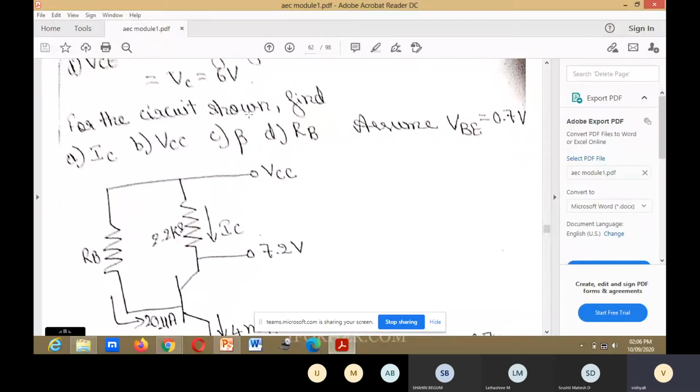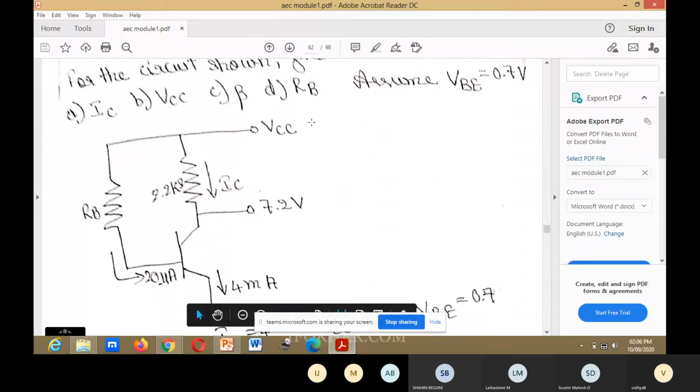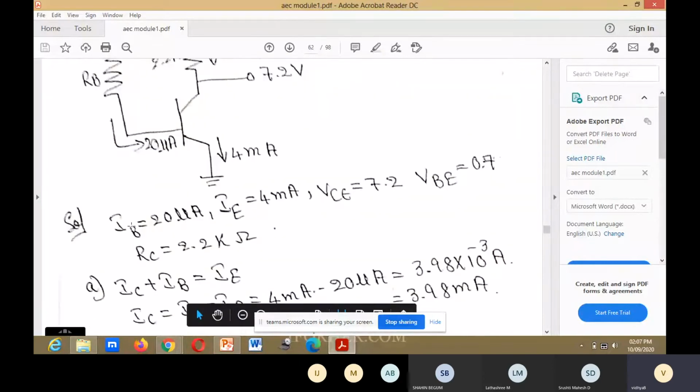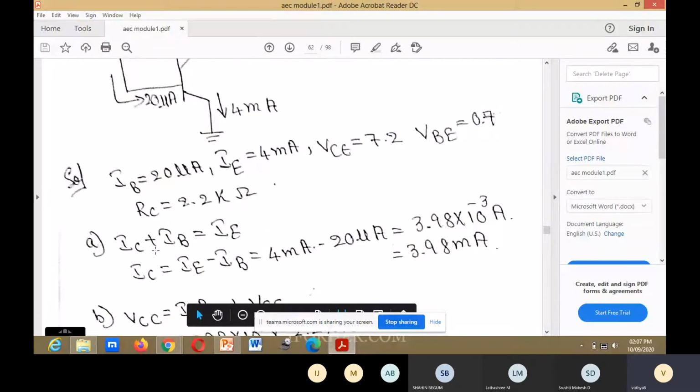Next problem: for the circuit shown, find IC, VCC, beta, RB. Assume VBE is equal to 0.7. They have given RC value 2.2 kilo ohm, IB value 20 microamps, VC value 7.2 volts, and IE 4 milliamps. This is the given IB, IE, VCE, VBE and RC. From the figure, I have written these values.